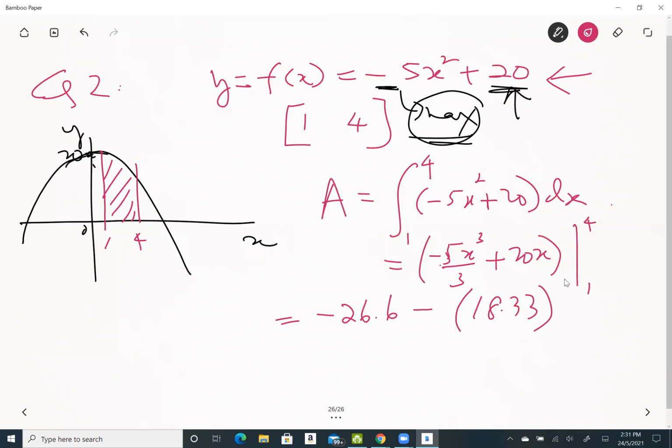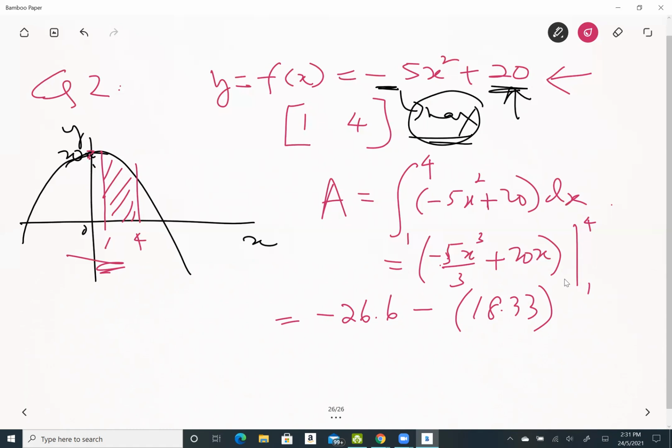That means if the area value is negative, the area will be somewhere here. Is the function not right? I do the maximum point. You got negative 5x squared plus 20. The maximum is 20. The y-intercept is 20. And then the x-intercept. Let's check the x-intercept.